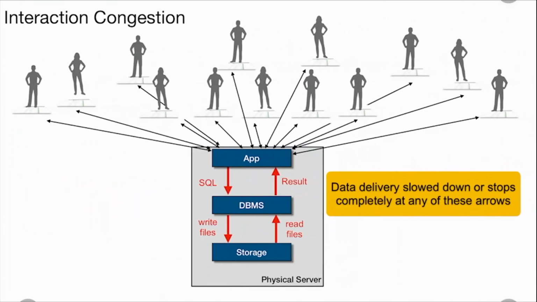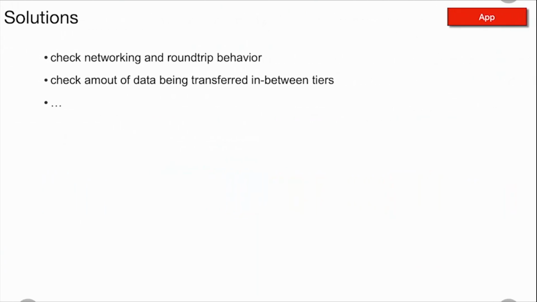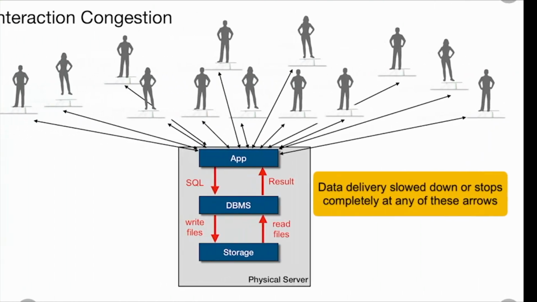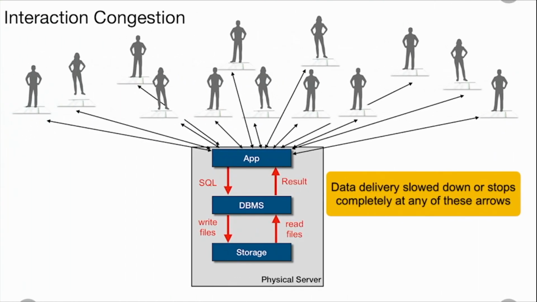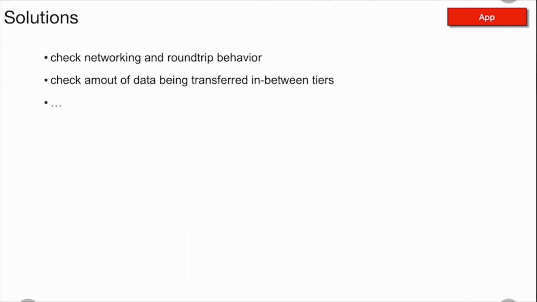So for instance, interaction congestion. The data delivery may be slowed down or stopped completely at any of those arrows, maybe between storage and database system, maybe between database system and the application. And what you can do if you have this, the first thing is, if you are in that situation, you have to identify that this is a problem. And then you have to remedy that.